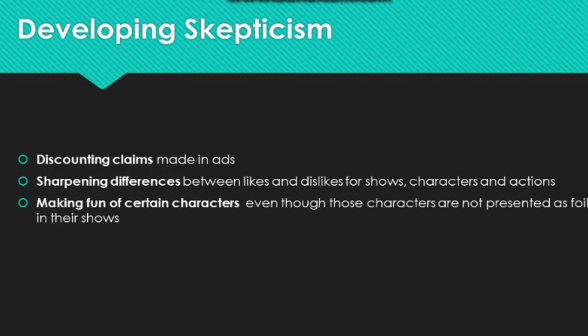Another type of media literacy is developing skepticism. It includes discounting claims made in ads, sharpening differences between likes and dislikes for shows, characters, and actions, and lastly, making fun of certain characters even though those characters are not presented as foils in their shows.